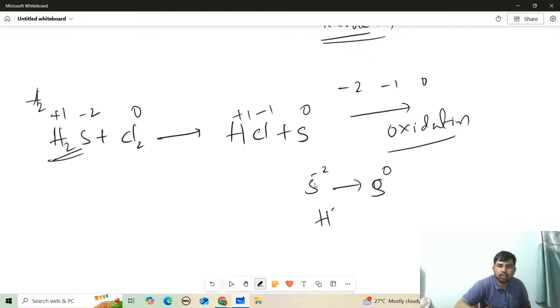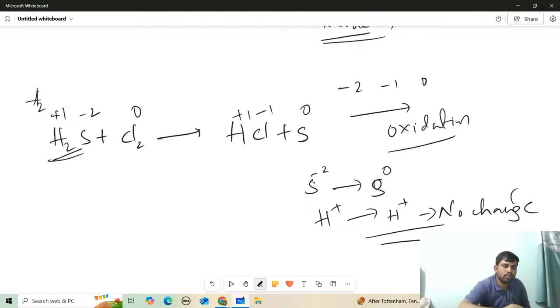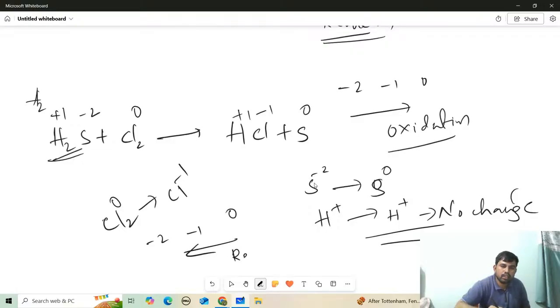What about this hydrogen? You see, hydrogen is plus here, and here also hydrogen is plus. So there is no change here. In the case of hydrogen, it doesn't undergo any process. Now similarly, you see Cl2 is in 0 form and it is in the form of Cl minus 1. So 0 goes to minus 1, a decrease in the charge, right? So I can say this is undergoing reduction.